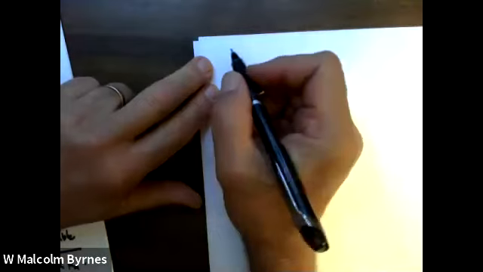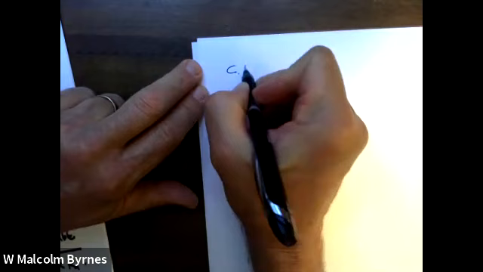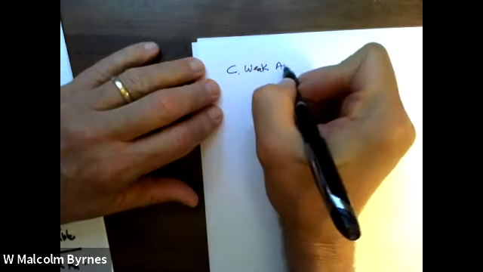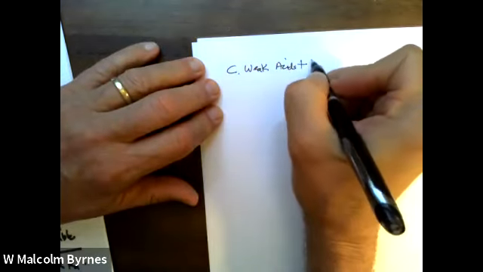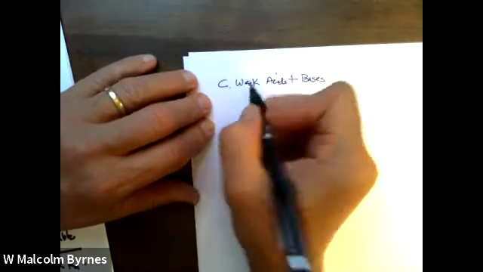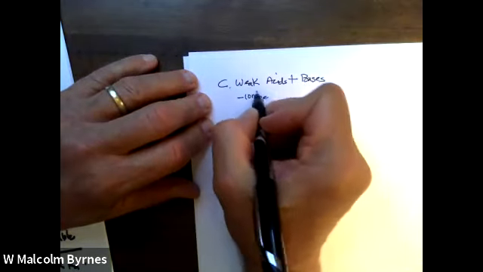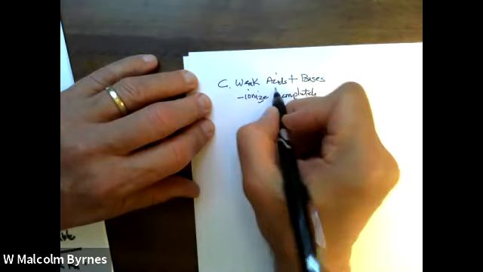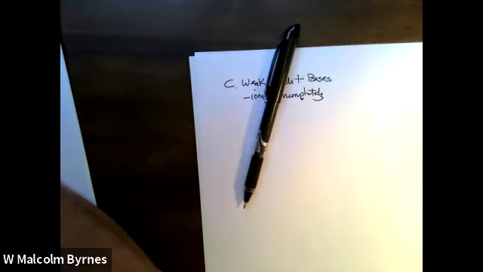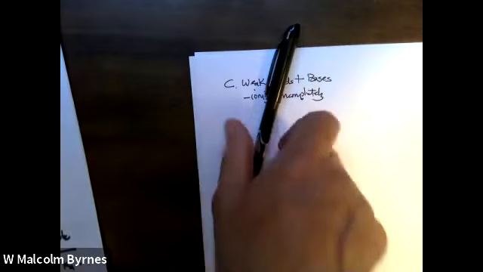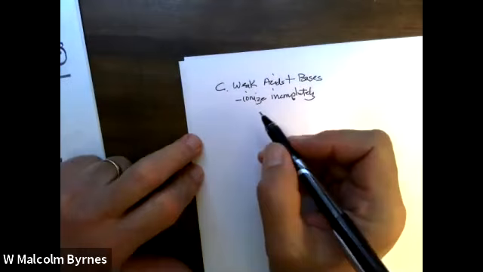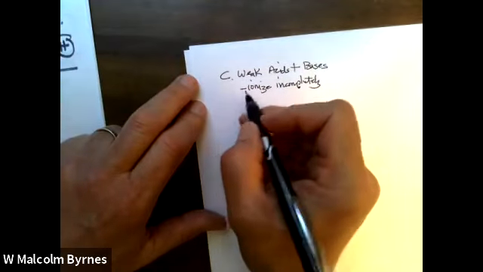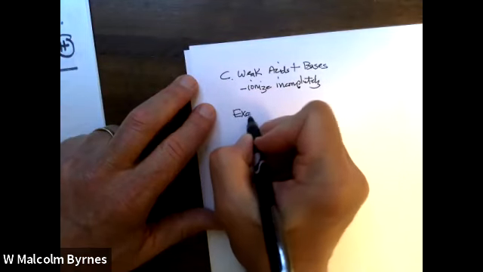Weak acids and bases ionize incompletely, less than 10%. Weak acids and bases, again, ionize incompletely. All right, good. Now, let's consider a weak acid. Let's look at an example.